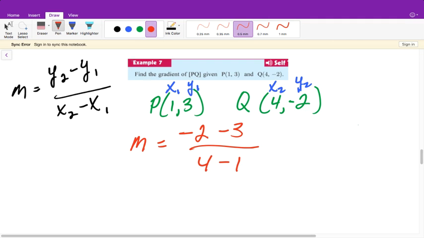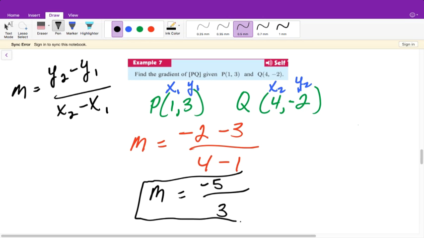And then we just solve. Well, negative 2 minus 3 is going to give me negative 5, and 4 minus 1 is 3. So my slope, or my gradient, between points P and Q is negative 5 over 3. Right? So you would write m is equal to negative 5 over 3.